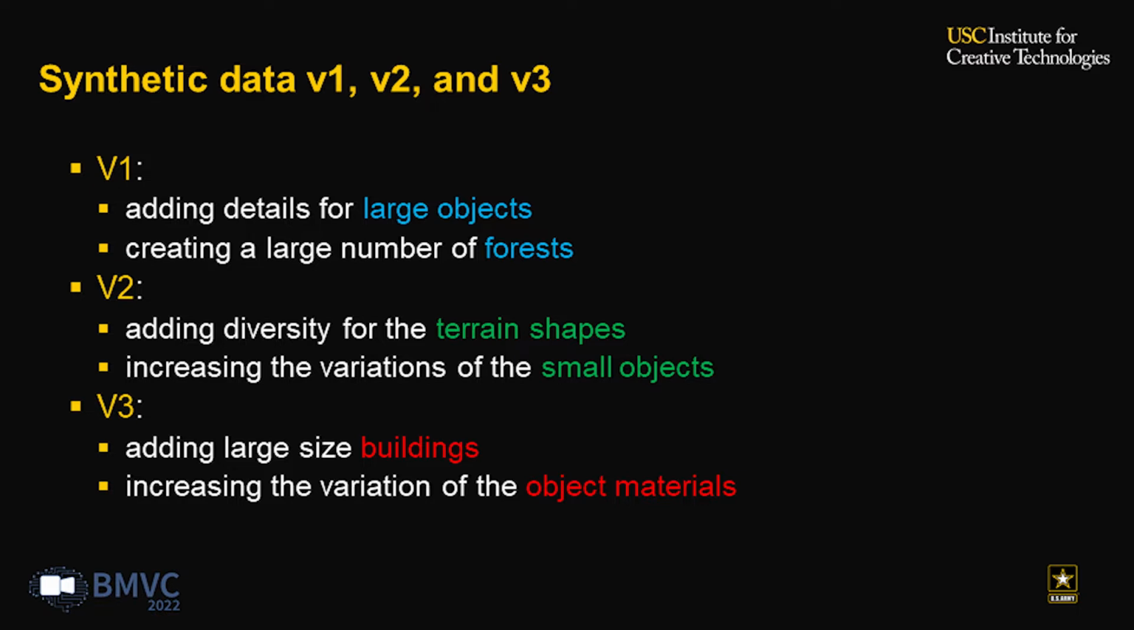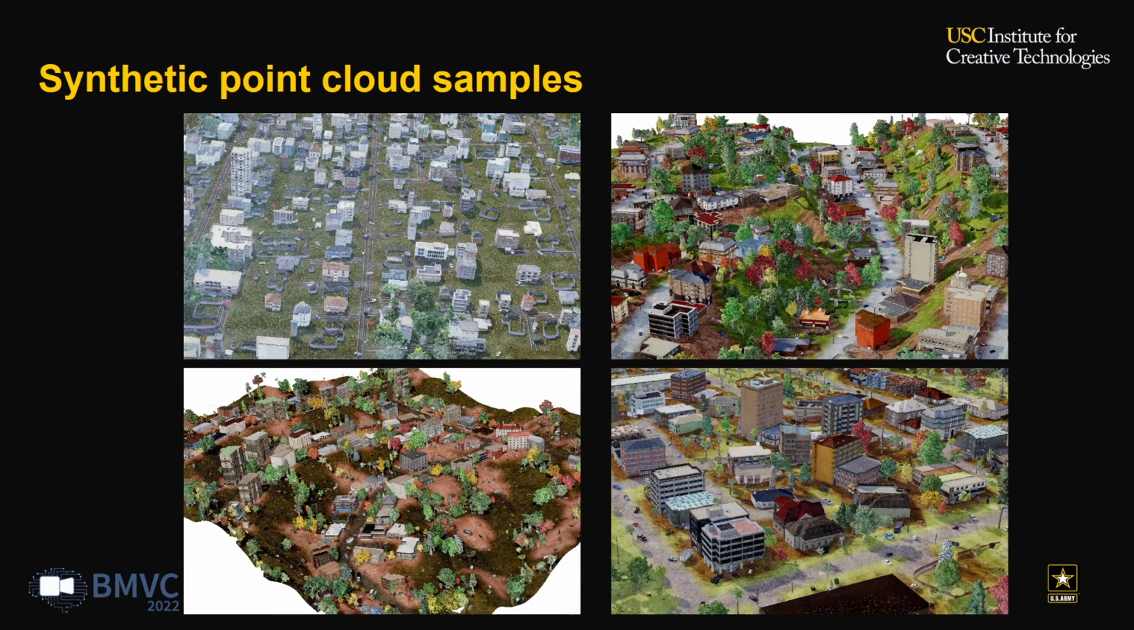In the first version, we added details for the large objects, creating a large number of forests. In the second version, we added diversity for the terrain shapes and increased the variations of the small objects. In the third version, we added large-size buildings to simulate urban areas as well as increasing the variation of the object materials, such as ground material, paint on the cars, and finishing on buildings. Here are the examples showing our synthetic point clouds.